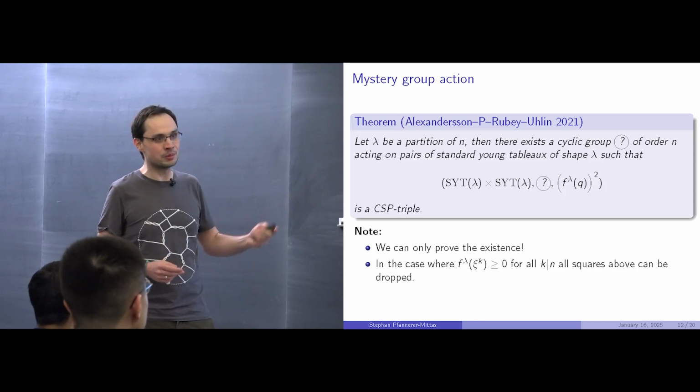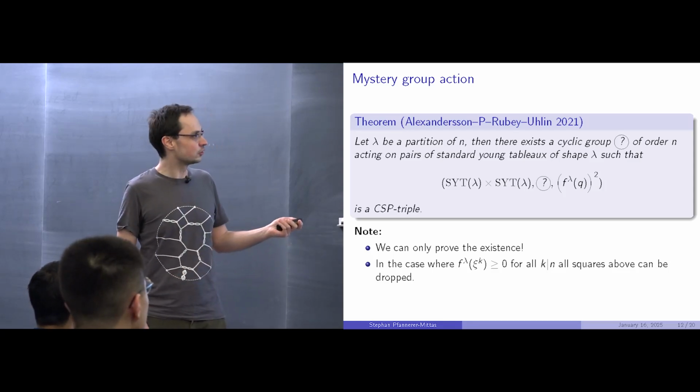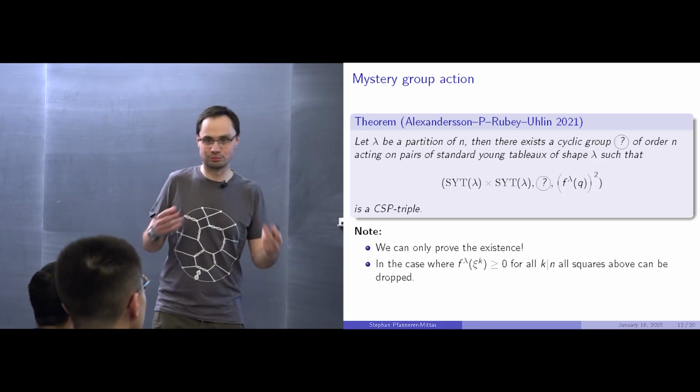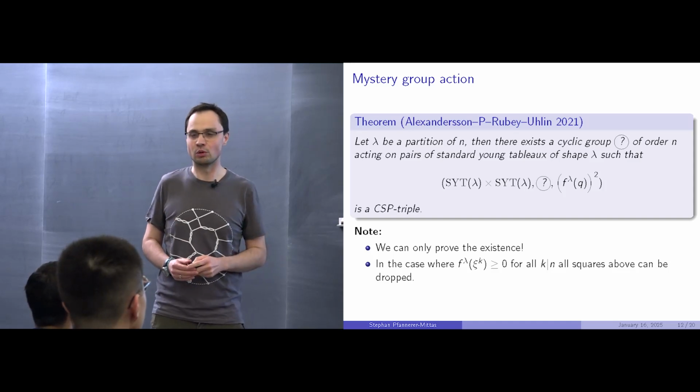Okay, I want to talk a little bit about the proof. So we basically want to apply Alexanderson and Amini. So we need to somehow evaluate this f lambda at the roots of unity and somehow need to show this inequality.